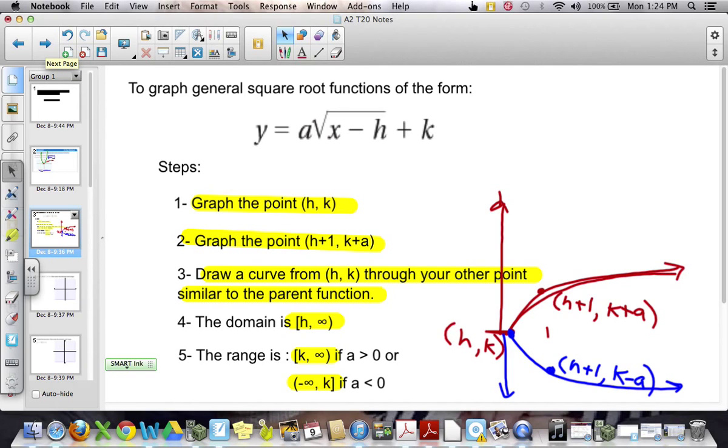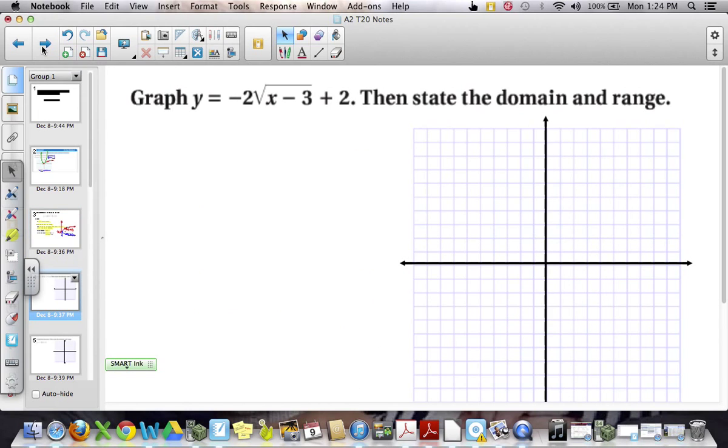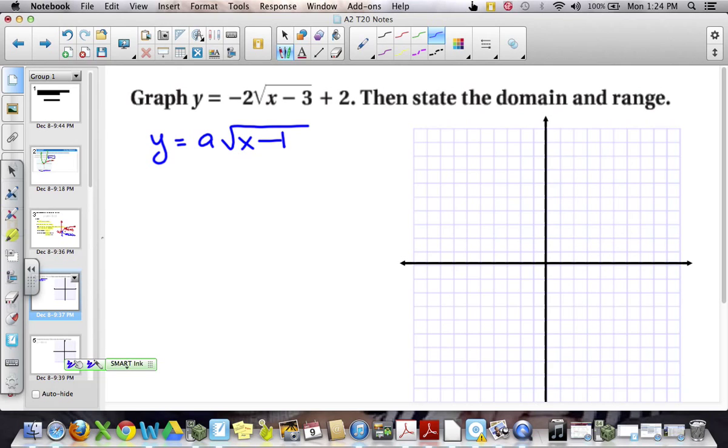All right, so let's take a look at some examples now of how to graph square root functions. The first one we have here is y equals -2 times the square root of x minus 3, plus 2. Remember that it's y equals a times the square root of x minus h, plus k. So h is whatever's being subtracted from x. In this square root function, a is going to equal -2, h is going to be 3 because that's subtracted from x, and k is going to be 2.